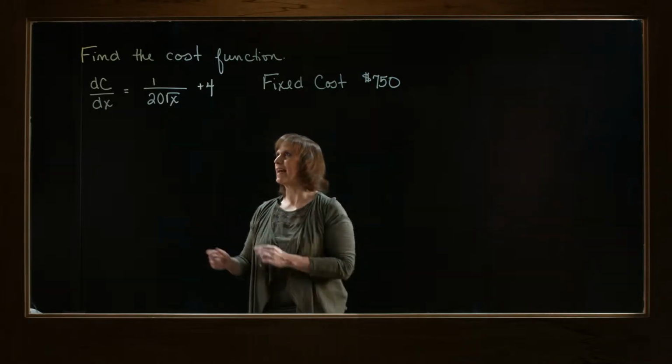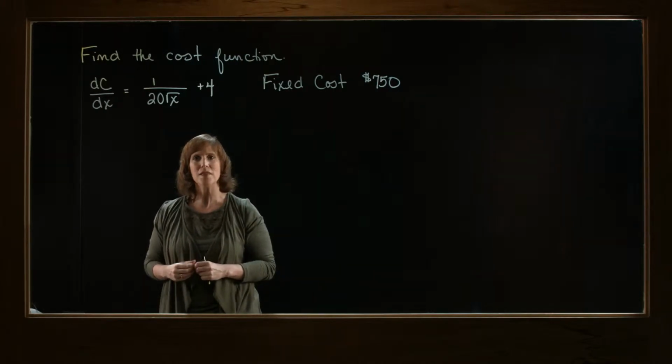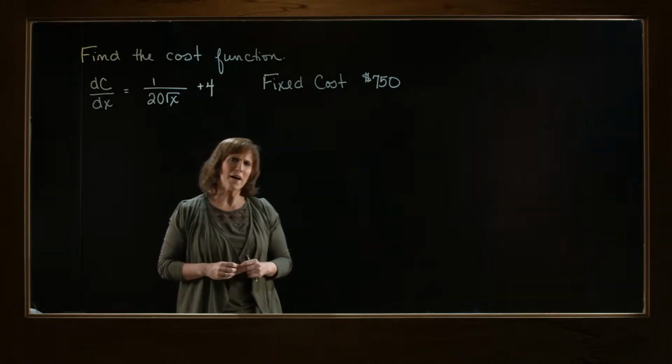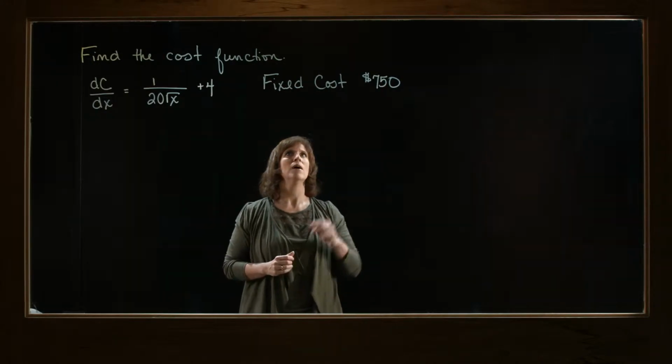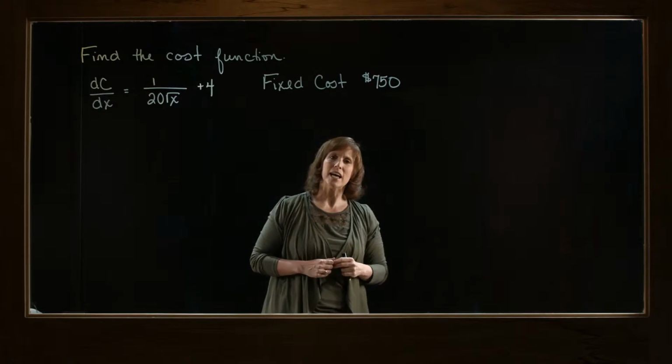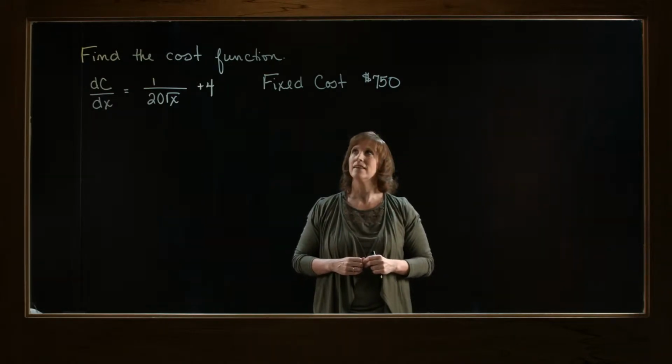Well, the first part makes sense. I'm given the derivative. I'd like to find the cost function. I can do that through integration. But what about that initial condition? Was I really given an initial condition? Well, the information that tells me about the fixed cost is going to give me that initial condition.